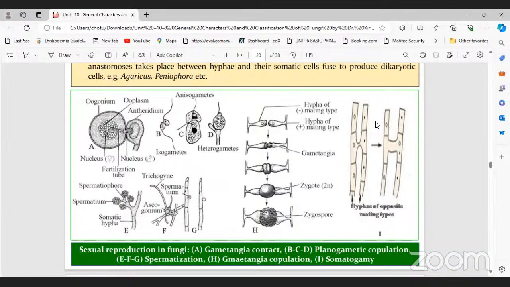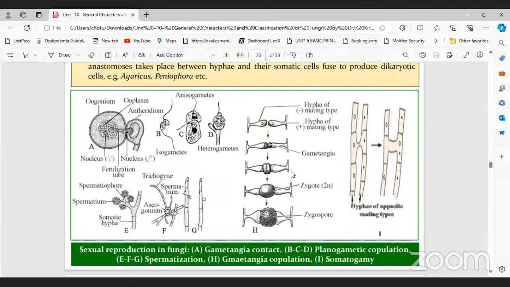These are all the fungi reproduction methods; we discussed three methods in today's class. The first one is vegetative, the second one is asexual reproduction, and the third one is sexual reproduction. This topic is completed.